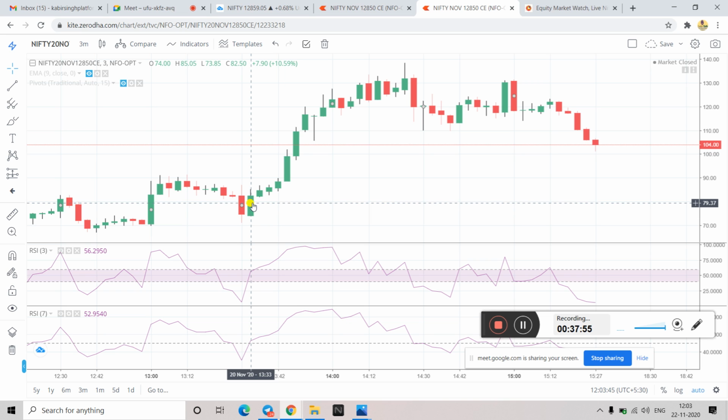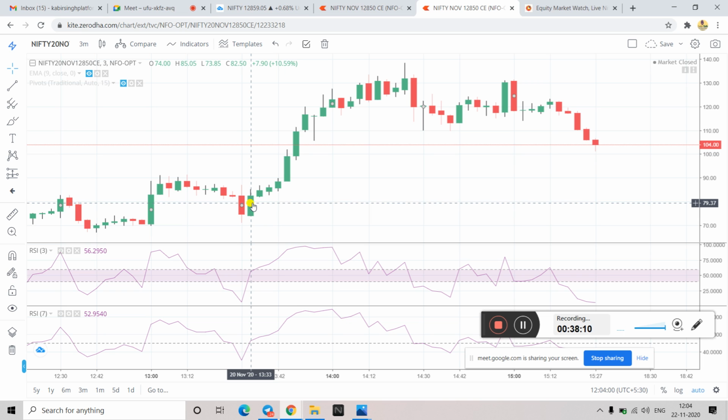If the size of this candle is, the low price is 73.85, so it is around 13 points. So that is your first target.